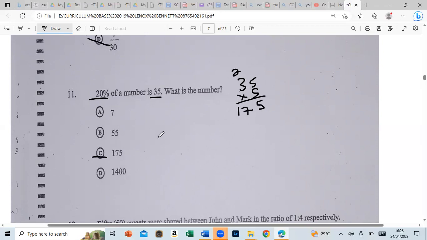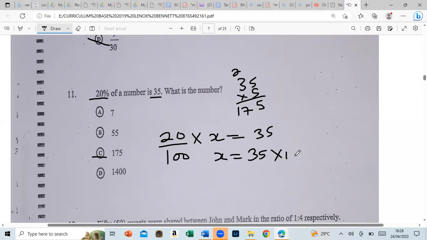Another way you could look at it, you could do the percentage way, say 20 out of 100, as percent means out of 100, times a number. I don't know what the number is, but it must equal 35. Or you can use trial and error. Just find 20% of all of these numbers, right? So transposing, this is more technical. We'll do the opposite now. So this is times by 100 and then divide, which is basically the same thing, but it's just a longer, fancier method. So 20 into this 1, 20 into this 5. 5 times that, 175. Hit the like button now, guys.